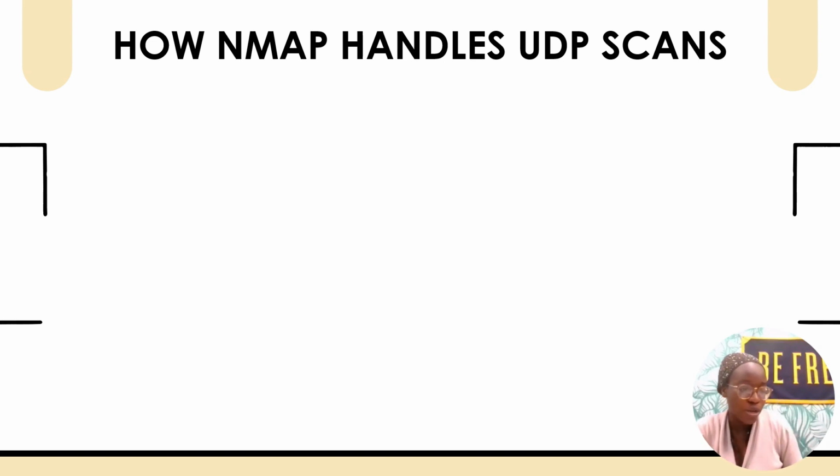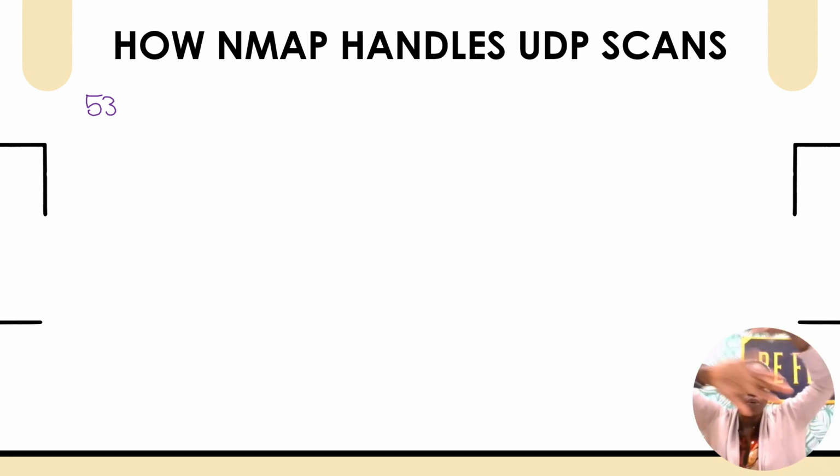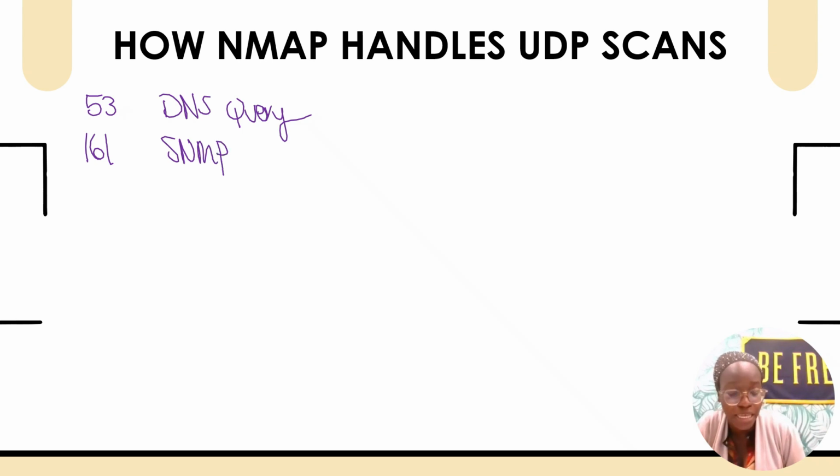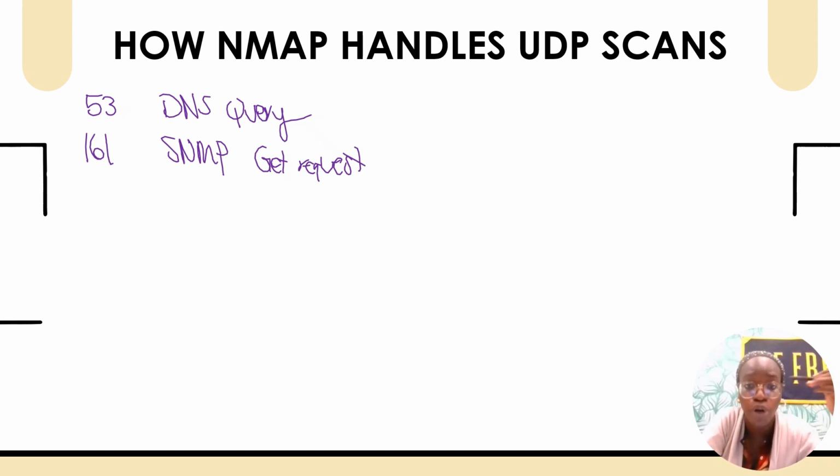Okay, so if Nmap knows that you are sending something to port 53, Nmap is going to not just send any old probe, it's going to send specifically a DNS query. Or maybe let's say you are trying to look into port 161, SNMP. Well, Nmap is going to specifically send an SNMP GET request. And this way, if the service responds properly, then Nmap knows that the port is open, and it can identify the service. You can also identify the version of the service too.